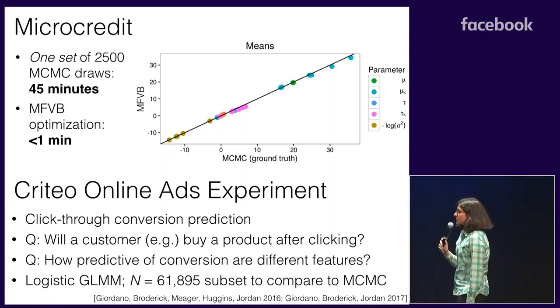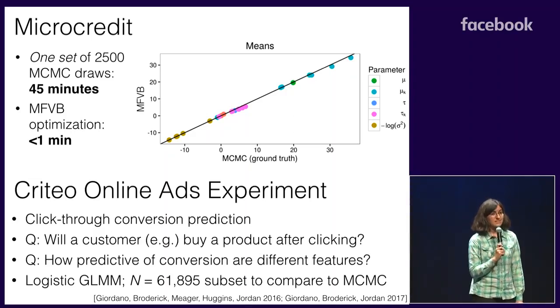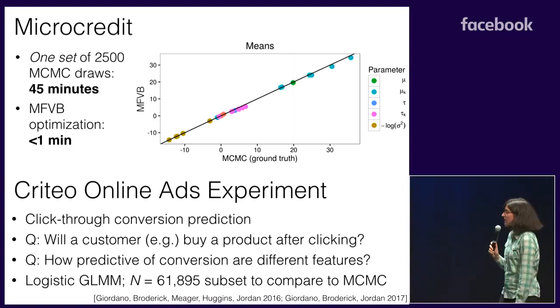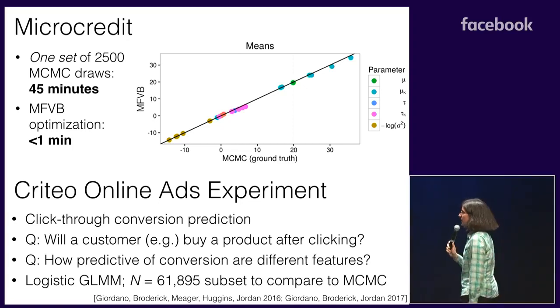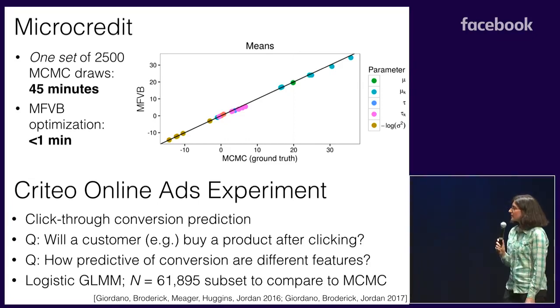So in this case, we can use a logistic generalized linear mixed model. We're going to reduce the size of the data significantly in order to compare to Markov-Chain Monte Carlo. So again, that's sort of limiting us right now. So we're going to take a 62,000 subset of the data to compare to Markov-Chain Monte Carlo.